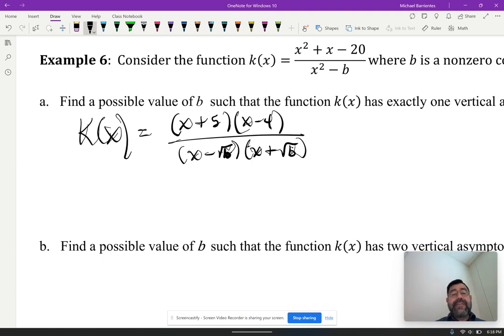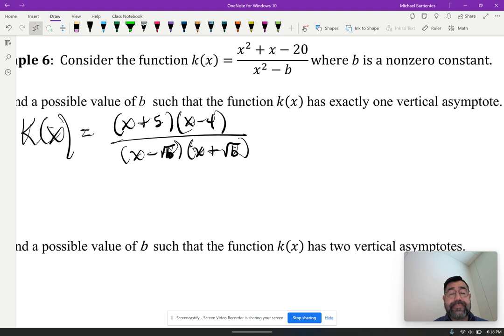So the question is, can you find a value of b for which we could have only exactly one vertical asymptote? So I'm going to say, what if b is 25? If b is 25, the square root of 25 is 5, and I have x minus 5. And if b is 25, this is 25, and this is 25. The square root of 25 is 5, and x plus 5. These will reduce, and then I'm just left with a vertical asymptote with whatever makes that equal to 0, right? So that's one way to think about it.